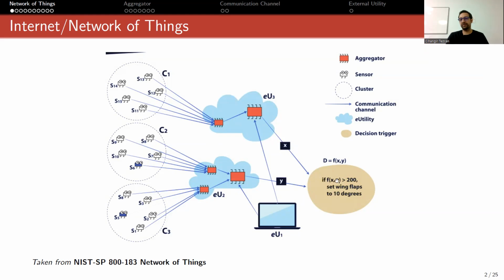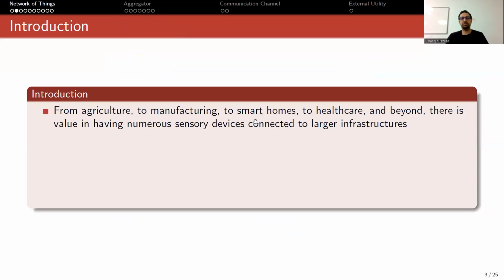Here is an example. For instance, if some values are larger than something, it says set wing flaps to 10 degrees. So in factories, in dams and so on, this kind of automatic systems are used. The external utility can also be a laptop here, performing computations and giving commands to aggregators and so on. So this is the kind of big picture of how things work. We should actually talk about what the sensor is, what can go wrong, or what the cluster is, and so on and so forth.